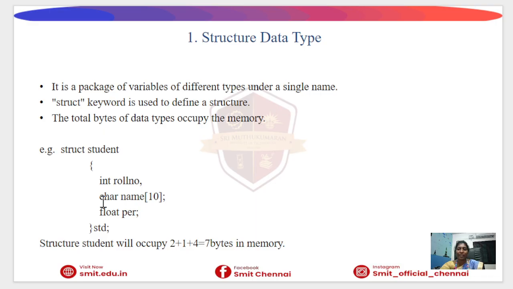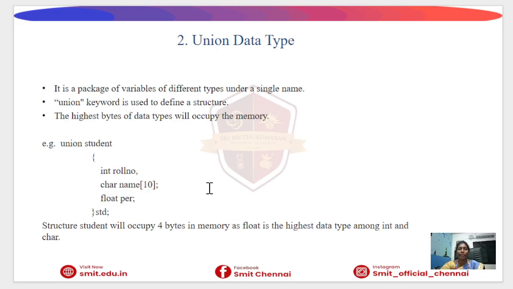So it is used when related data must be stored together. The structure occupies the sum of all the data types. Then, the union data type. The union is similar to a structure, but the memory usage is completely different. A union uses only the highest memory among the members. For example, an int is 2 bytes and a float is 4 bytes, so the union occupies only 4 bytes. It is used when memory optimization is required.